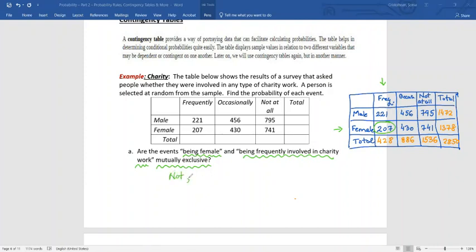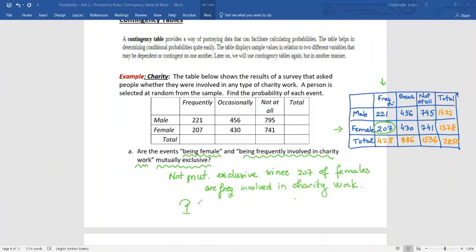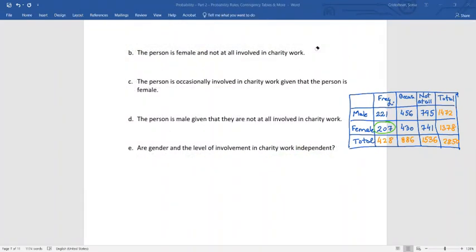And you just say not mutually exclusive, since 207 of female are frequently involved in charity work, which means probability of these two events is not zero. Probability of being a female and frequently involved will not be zero, will actually be 207 divided by 2,850 if we were to find it. Scrolling down, we will answer more questions, and this is the reason I actually copied this table to a side. So let's just take a look at the next couple of questions.